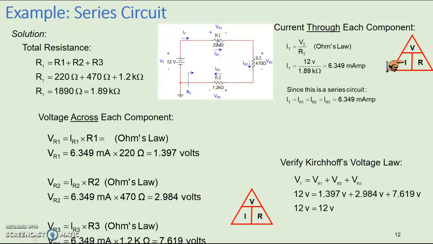Now to find the voltage across this, it is I into R, and the voltage across this is I into R, and across this also I into R. This gives the voltage across each and every component. To verify Kirchhoff's law, the total voltage is VR1 plus VR2 plus VR3. So Kirchhoff's voltage law is verified in the simple series circuit.